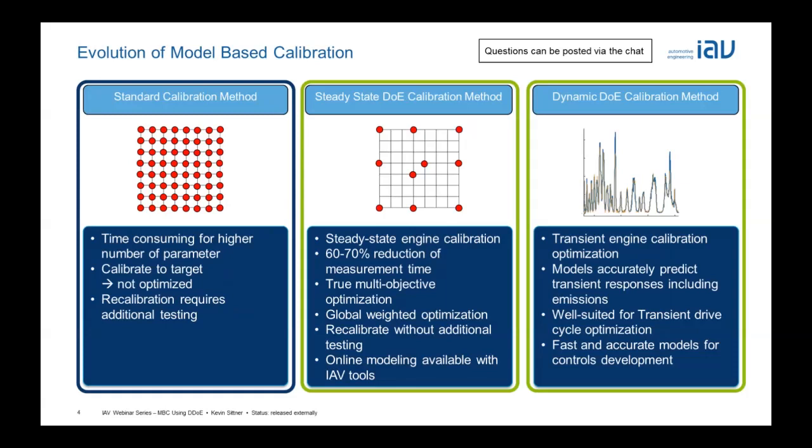This is a quick recap of the DOE methods covered in the previous webinar. As you can see, the standard calibration method is time-consuming if you have a high number of parameters. Steady-state and dynamic DOEs allow for a significant reduction in measurement time and a true multi-objective optimization. Dynamic DOEs also offer the benefit of understanding the transient behavior. The Advanced Boundary Finder method can be used for both the steady-state and the dynamic DOE methods.